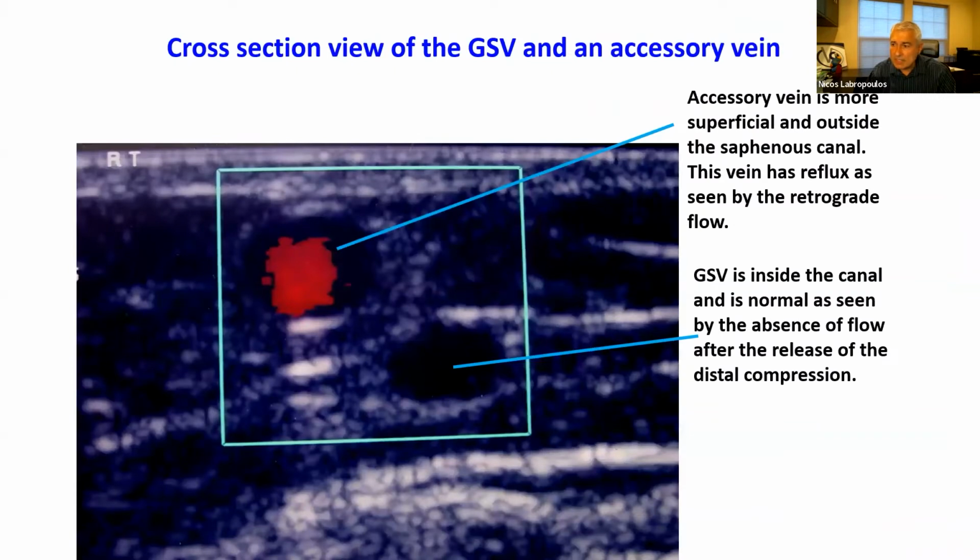Now, anatomically, what's interesting, often we see 2 veins in the thigh, and people call this duplication. By anatomic definition, only if this vein is inside the canal is it called saphenous and true duplication. Here you see the saphenous vein and an accessory vein. The accessory is dilated with reflux and the saphenous vein is normal. That's why you cannot tell this with your physical exam. You need ultrasound for proper documentation, with the correct vein mapping, to perform your treatment.